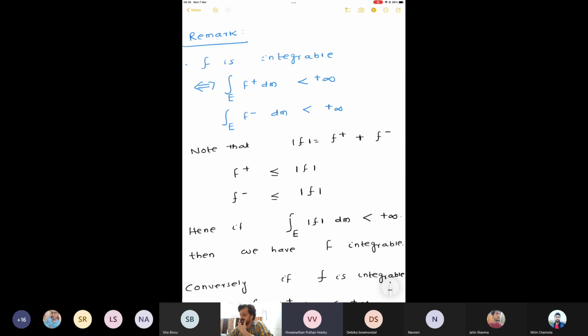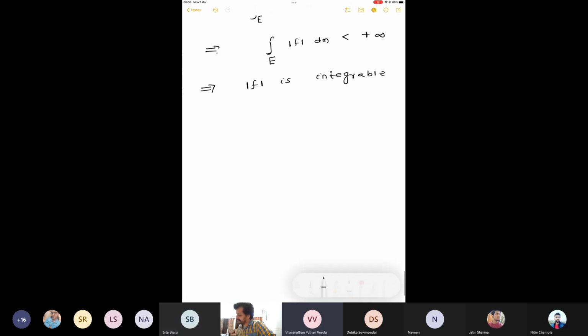What can we conclude from this remark? f is integrable if and only if mod f is integrable. That's it. Thus, f is integrable if and only if mod f is integrable, in the Lebesgue sense. But you should be careful.